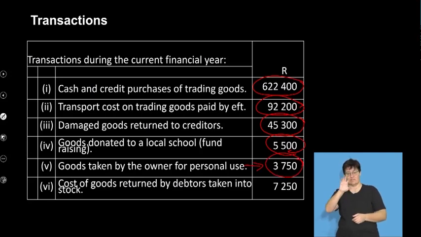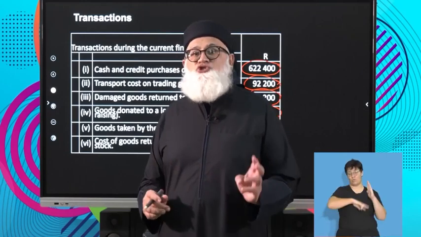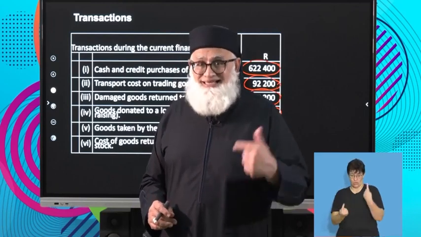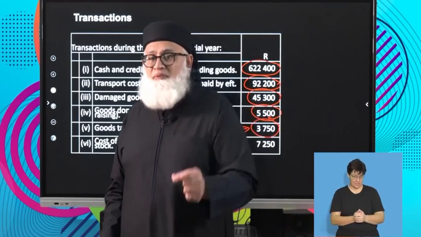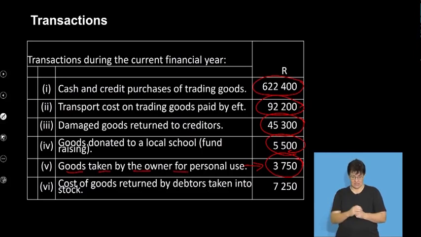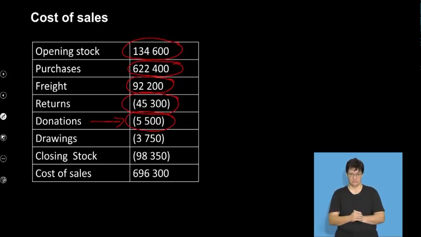Right. The next item that I have here is goods taken by the owner for personal use, 3,750. Just a word of caution here. Be careful how it reads. If it just says drawings, drawings could be cash or stock. But in this case, we're only dealing with stock as a drawings figure. So that's the amount that we require. It says here, goods taken by the owner for personal use, 3,750. Therefore, minus 3,750. Watch in my table, drawings, 3,750.